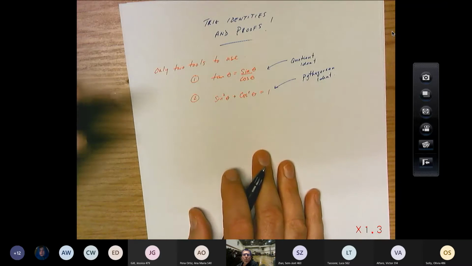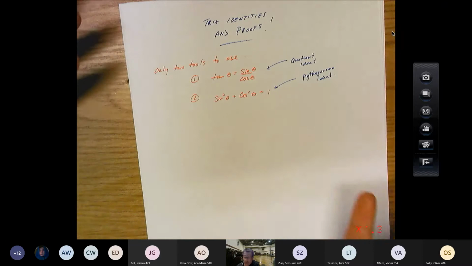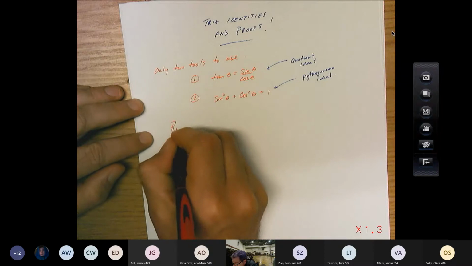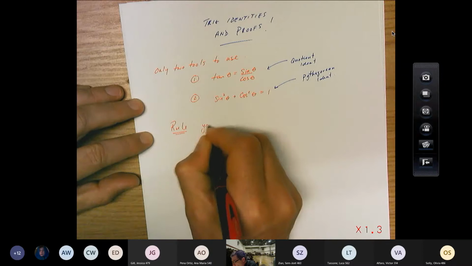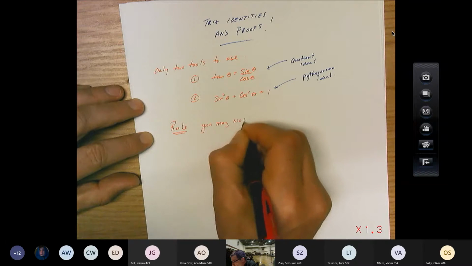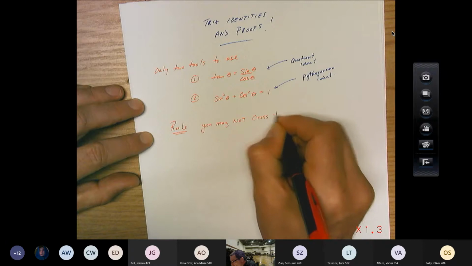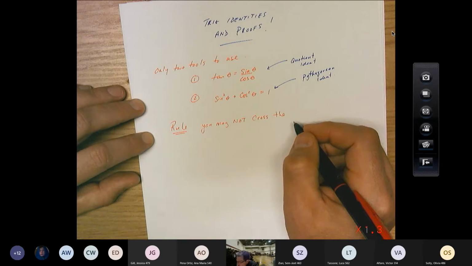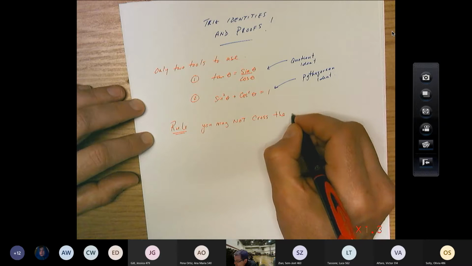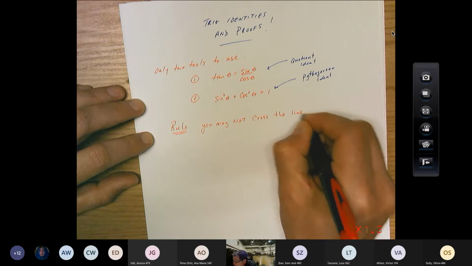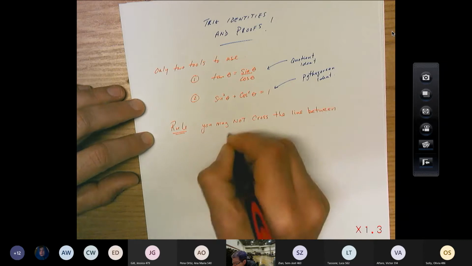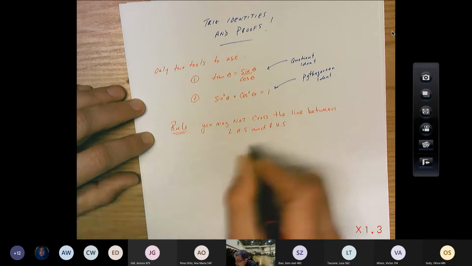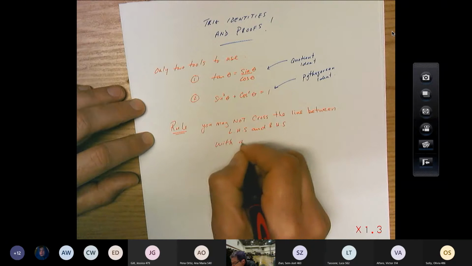Now, I got some helpful hints there. There is one rule to the game. The rule is you may not cross the, I don't want to say the equal sign, but you may not cross the line between left-hand side and right-hand side with any terms.